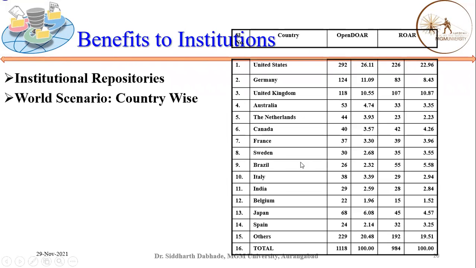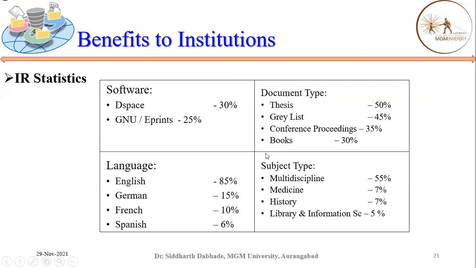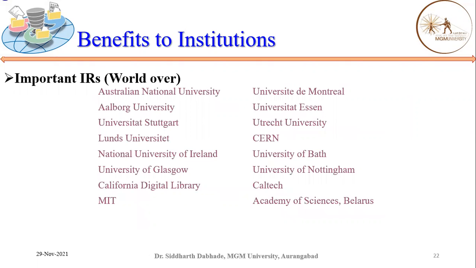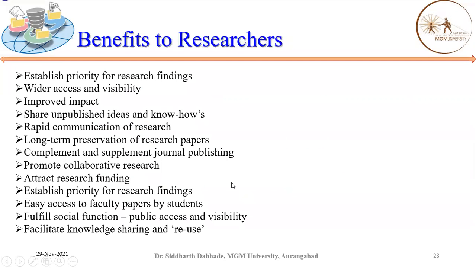If you observe country-wise, India is in the 11th position. Only 2.59 percent of OpenDOAR and ROAR registrations have been developed in India. These are the software: 30% use DSpace, 25% use EPrints. These are the different ways, document types and languages, with statistics of the benefits at the institution level and how they are going to be used. These are from all over the world, with the names of certain universities that are going to use institutional level repositories.